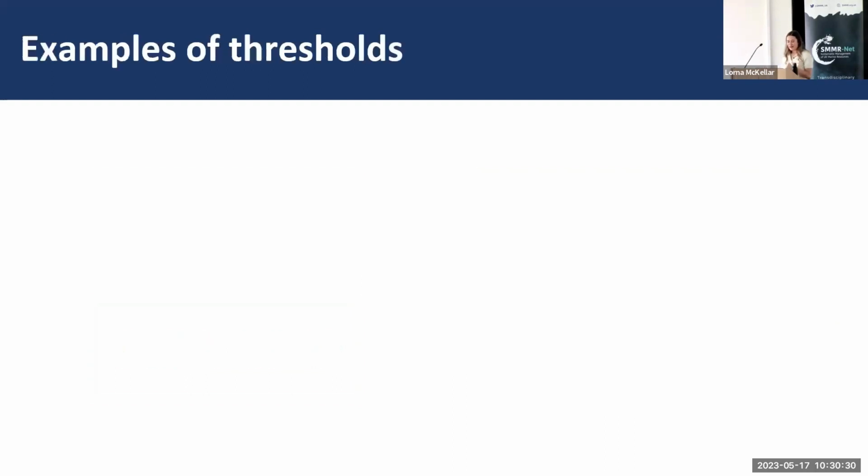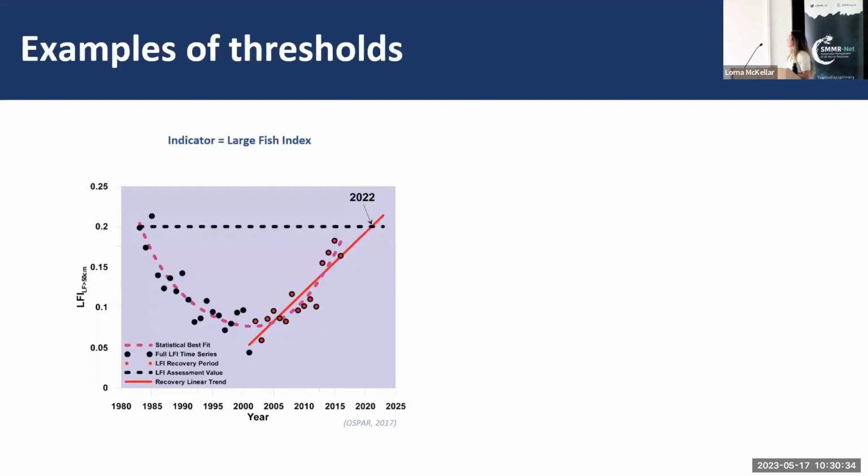Just to really hone in on this, I've got a couple of examples of real-world thresholds. So this indicator here is the large fish index, which essentially looks at the proportion of fish over a particular length within an area. So here it's 50 centimeters, I think. And the threshold here you can see is that black dotted line. So as this indicator is calculated annually over time, if it sits above that threshold, it's considered to be in a good state and below in a bad state.